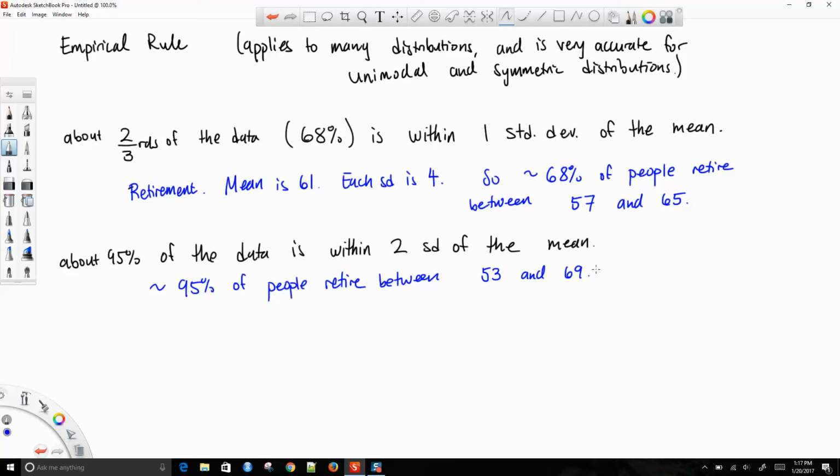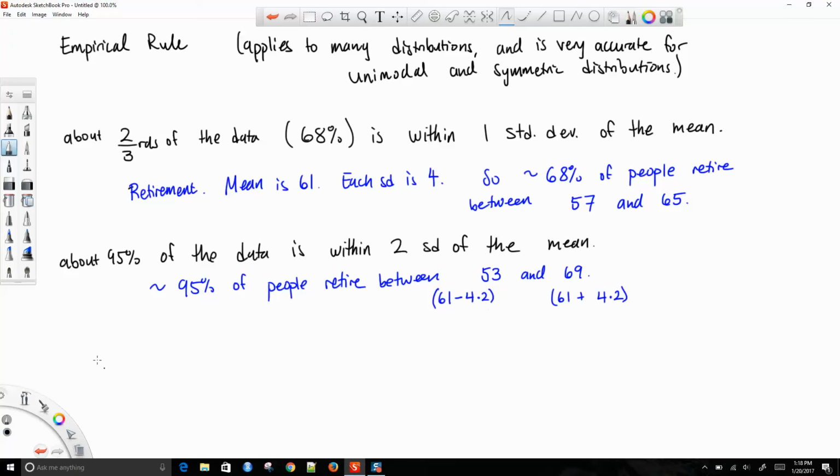We're going 2 standard deviations. Each standard deviation is 4. So if I go 2 standard deviations below the mean, that's 8 years below the mean of 61 and 8 years above the mean of 61. Just in case it wasn't clear, I'm doing 61 minus 4 times 2, and this over here is 61 plus 4 times 2.